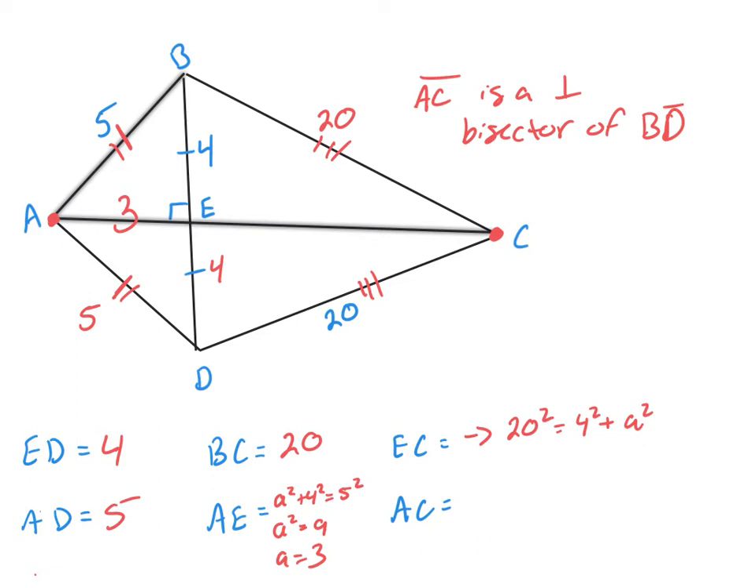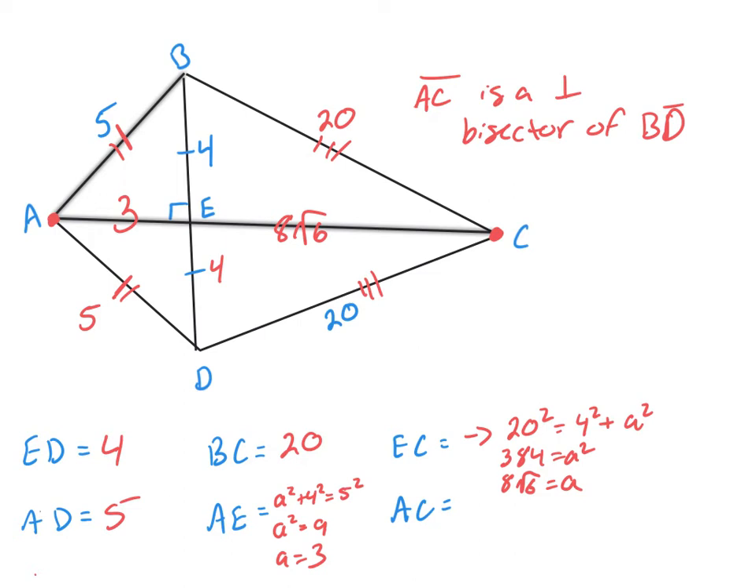So we're going to take 20 squared minus 4 squared. This is where a calculator comes in handy. We get 384 equals A squared. Take the square root, and we just want to always leave our answer as the most simplified radical form. So we're going to get 8 root 6 equals A, or the length of EC. So this was 8 root 6.